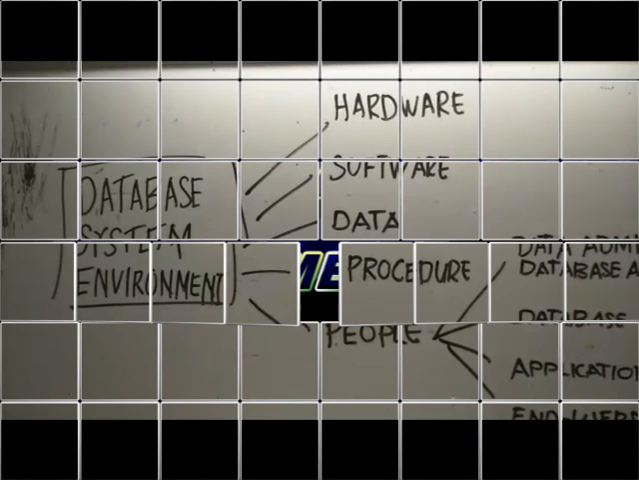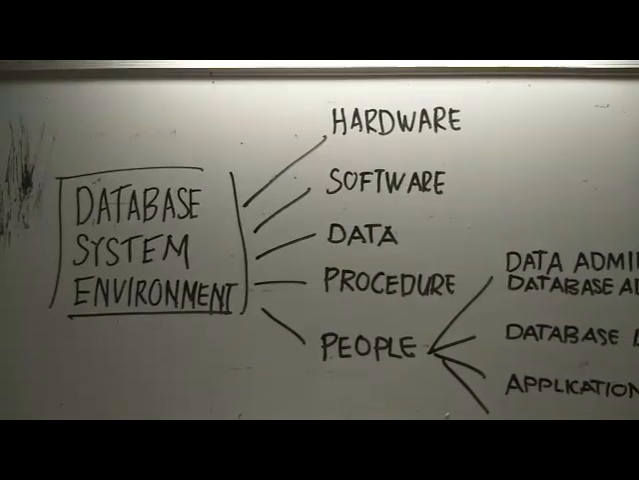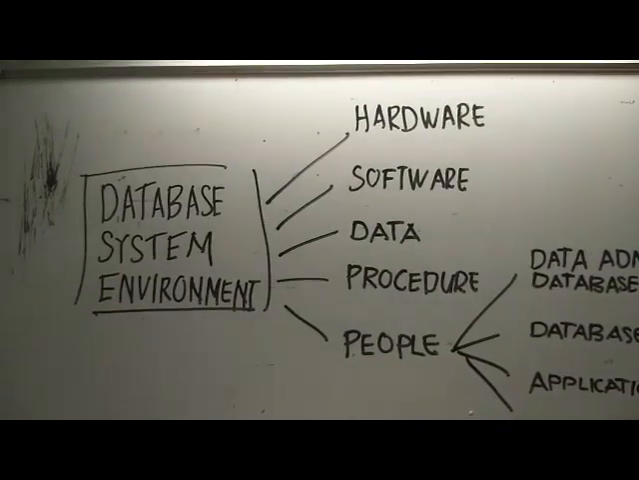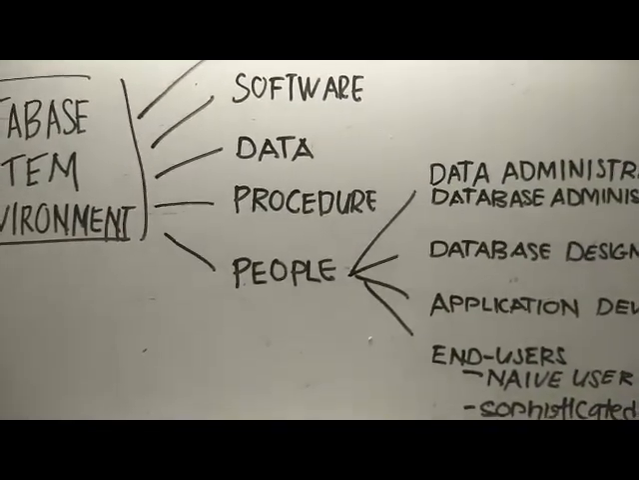Today, I will explain about the database system environment. What is the meaning of the database system environment? It consists of hardware, software, data, procedure, and people.